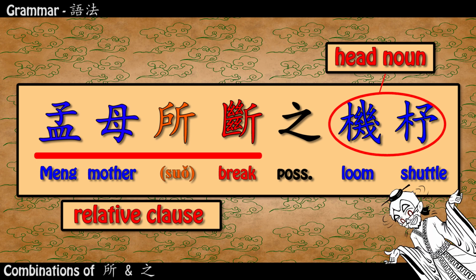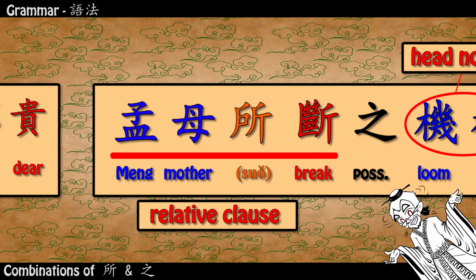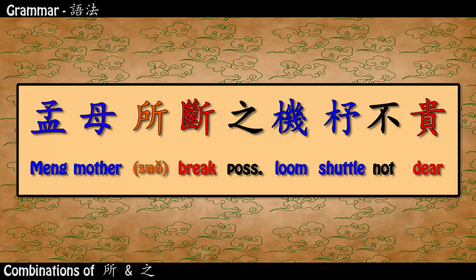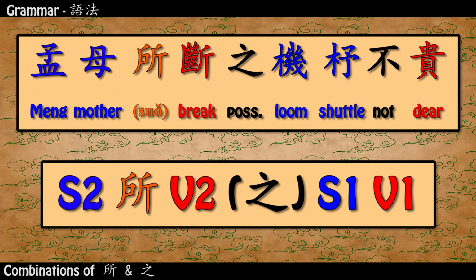And what if you wanted to add a verb after the head noun? Then we'd get 孟母所断之机杼不贵. Word for word: Meng, mother, place, break, possessive, loom, shuttle, not dear. The loom and shuttle that Mother Meng broke was cheap. So now we have a full layout for relative clauses in classical Chinese, as you can see here, and hopefully you also know how to wield it.